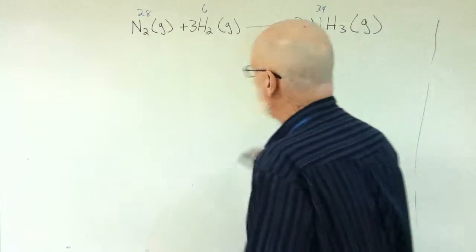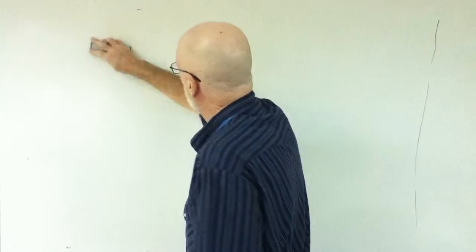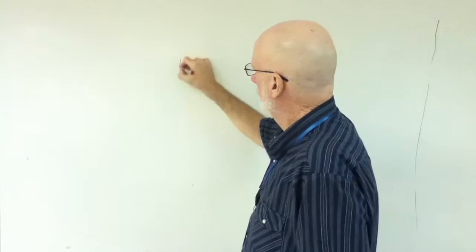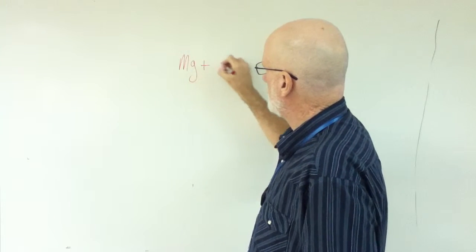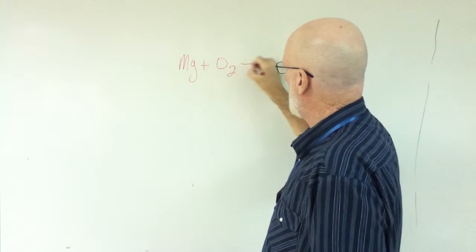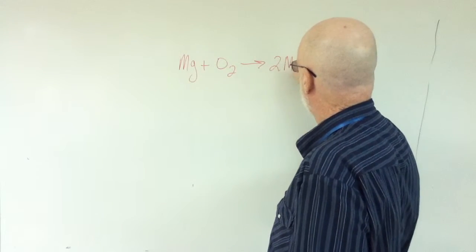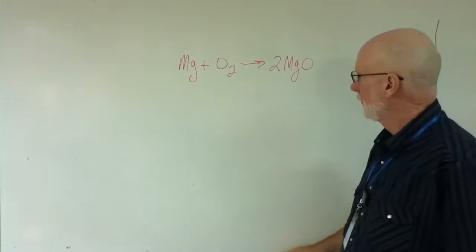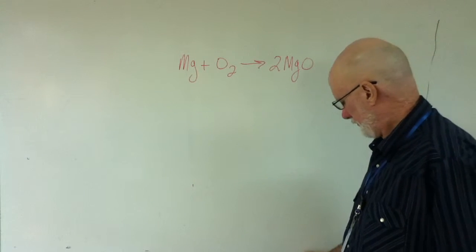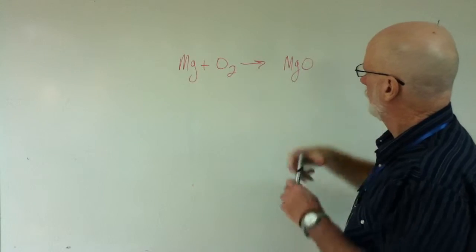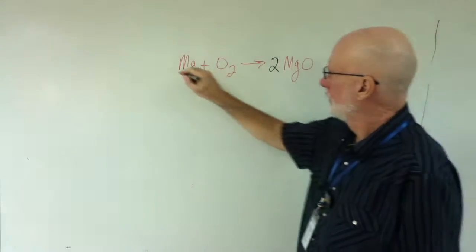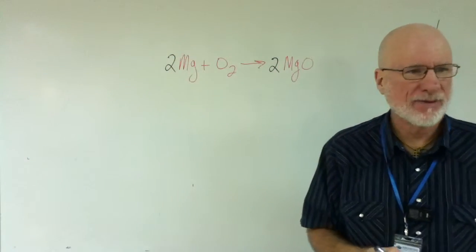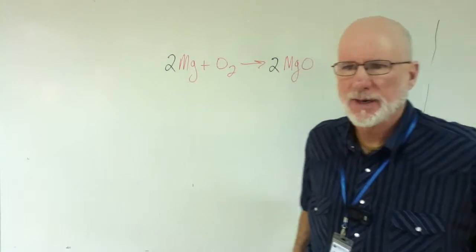Let's do a different equation. And let's do this reaction. Okay? Magnesium plus oxygen yields 2 magnesium oxide. Okay? And you're going to have to know how to balance equations and things, right?